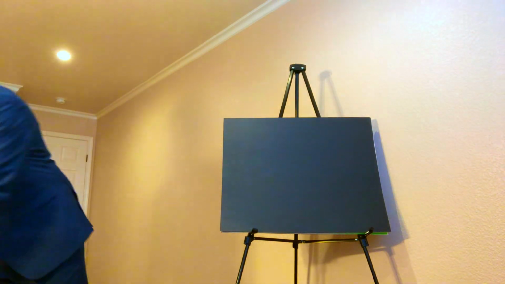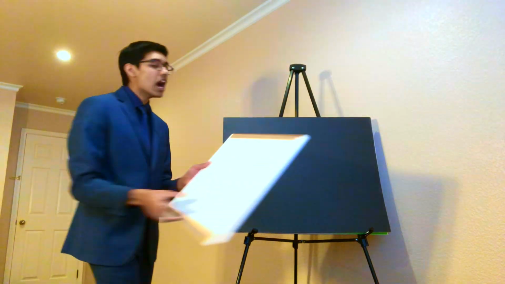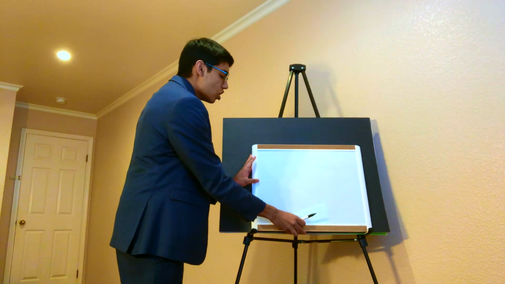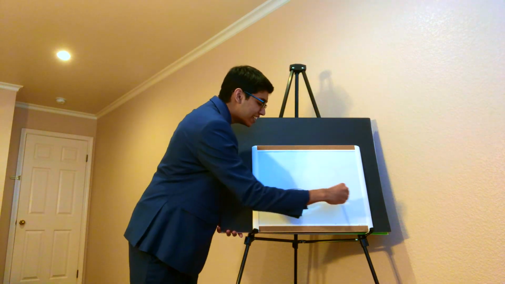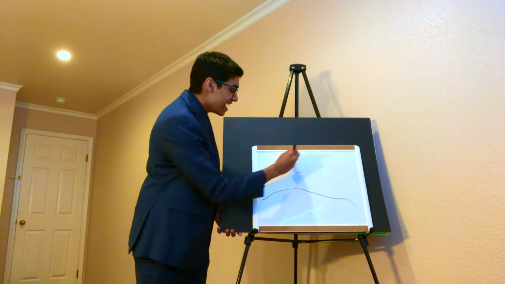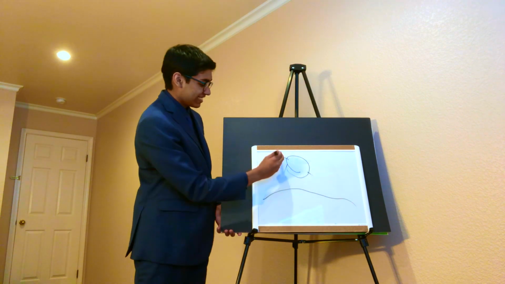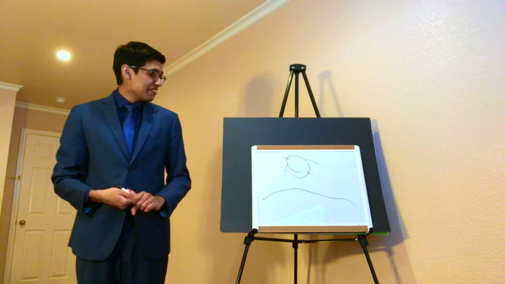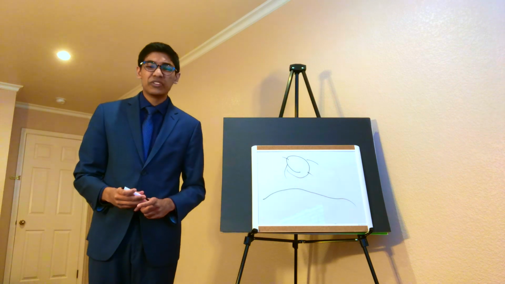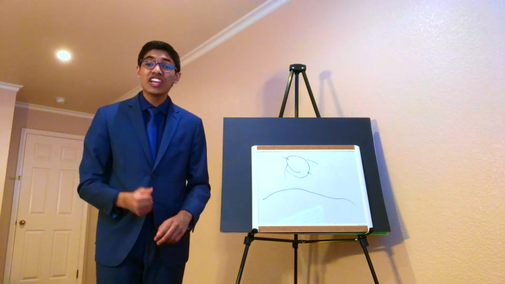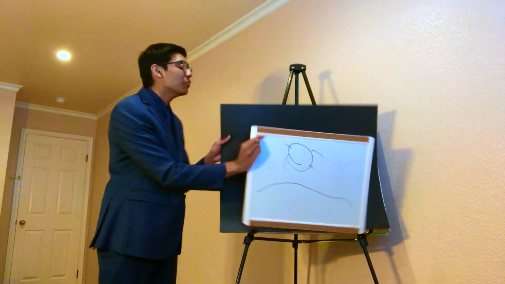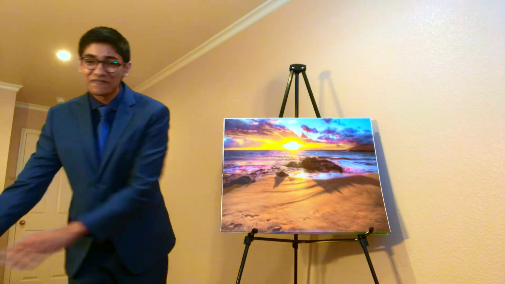Imagine that I wanted to draw a painting of a beach. All I would have to do is sketch a picture. I would draw the ocean, maybe the sun, and voila! You have a terrible sketch. The generative network will take this terrible sketch and transform it into a realistic image.